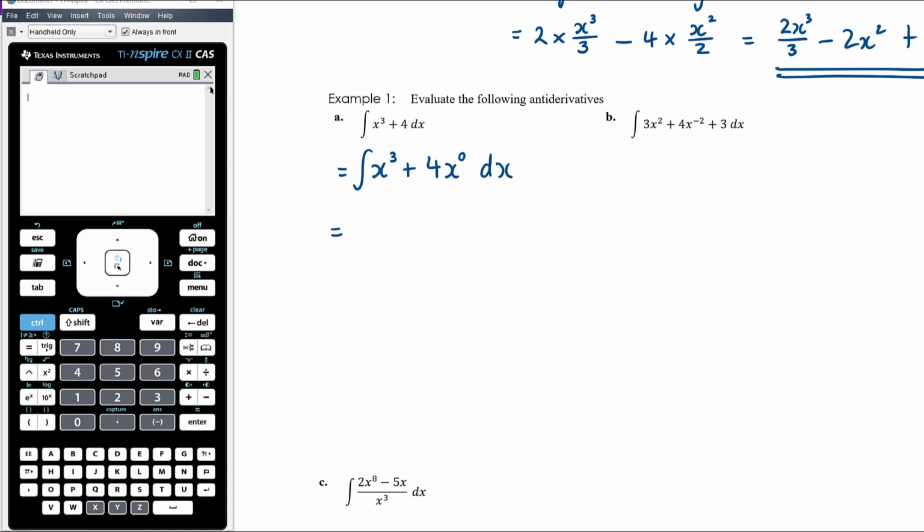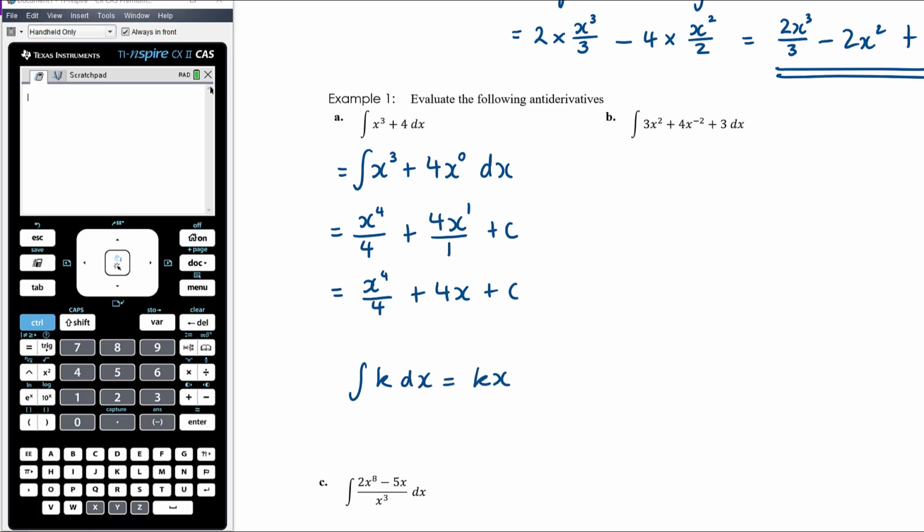Okay, so the antiderivative of x cubed, we add 1 to our power, x to the 4, divide by our new power, which is 4, plus 4 times x to the power of, we add 1 to the power, so it's going to become 1, and we divide by the new power, and plus c. And so we're going to have x to the 4 on 4, or you might choose to write that as 1/4 x to the 4, and then we're just going to have plus 4x plus c. So when we anti-differentiate a constant value, so anti-differentiating k, we get kx. And that makes sense, because we know that when we differentiate kx, we get k. Obviously plus c as well.